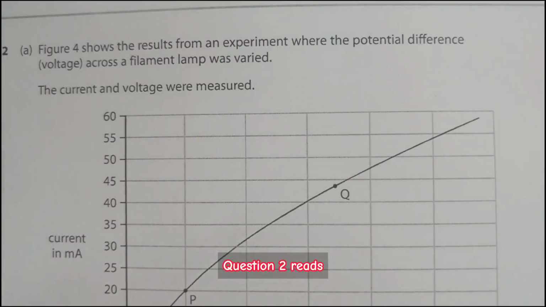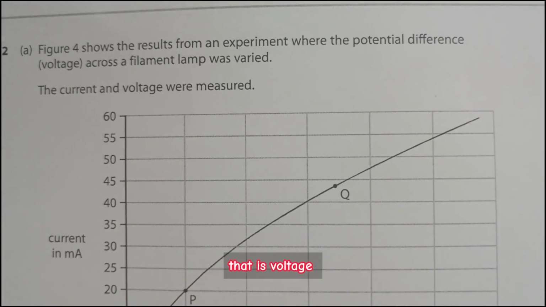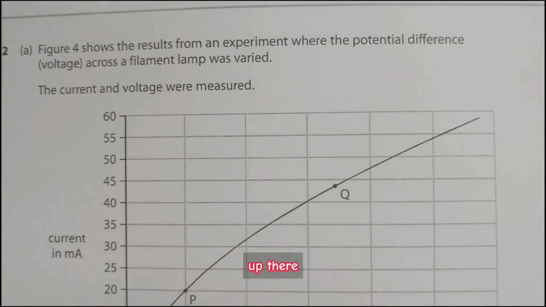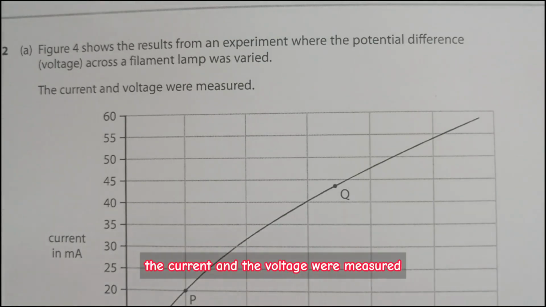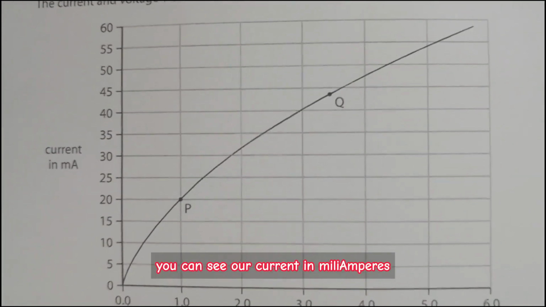Question 2 reads, Figure 4 shows the results from an experiment where the potential difference, that is voltage, across a filament lamp was varied. The current and voltage were measured. After the current and the voltage were measured, a graph was drawn. Now this is our graph here.